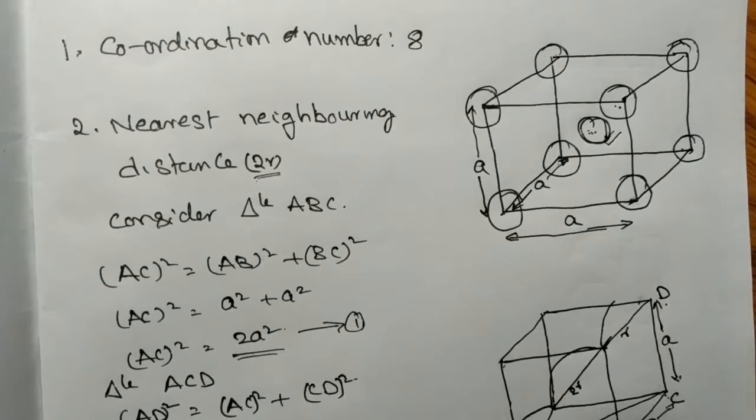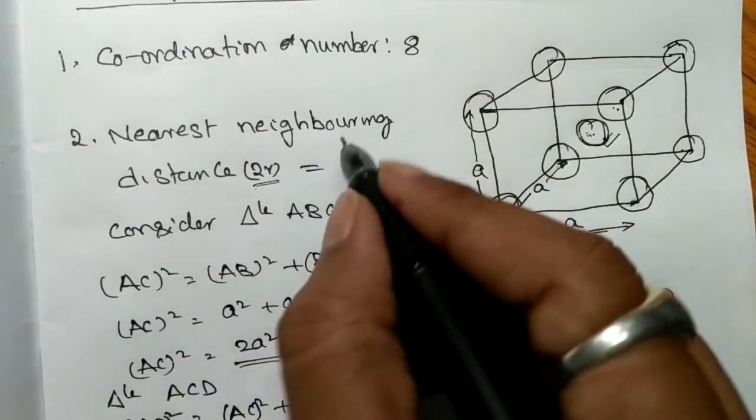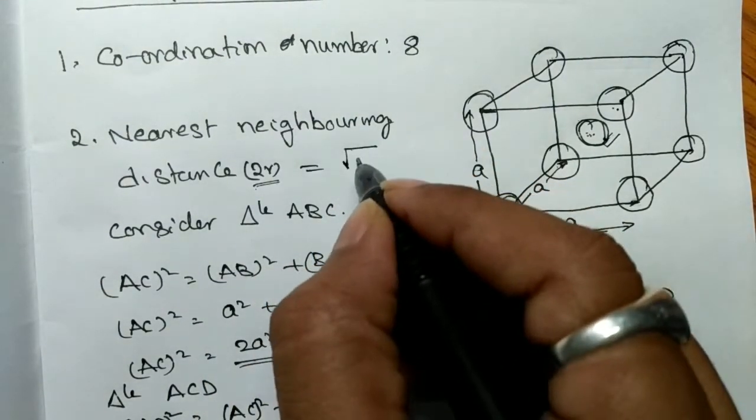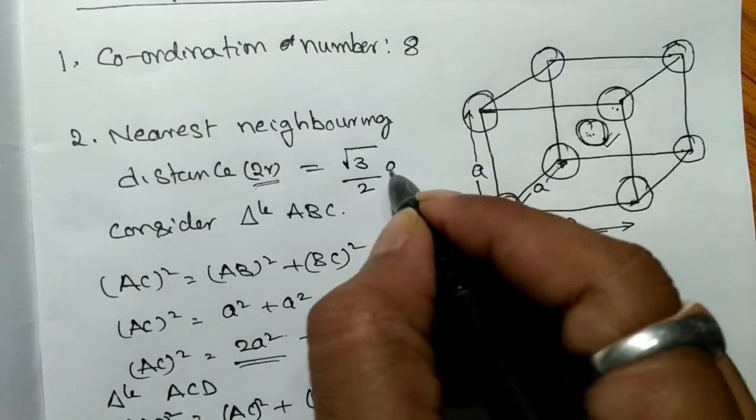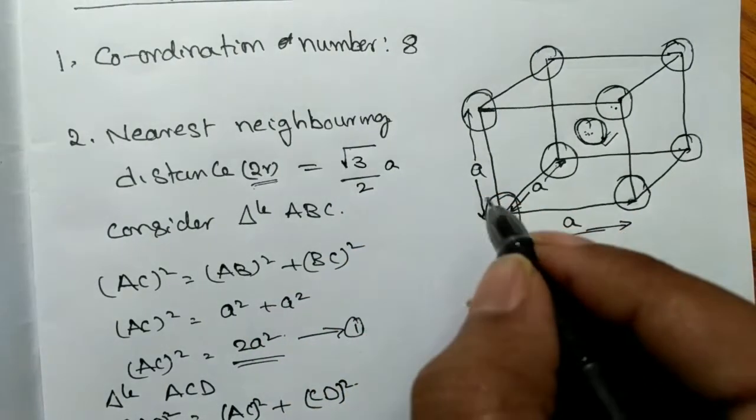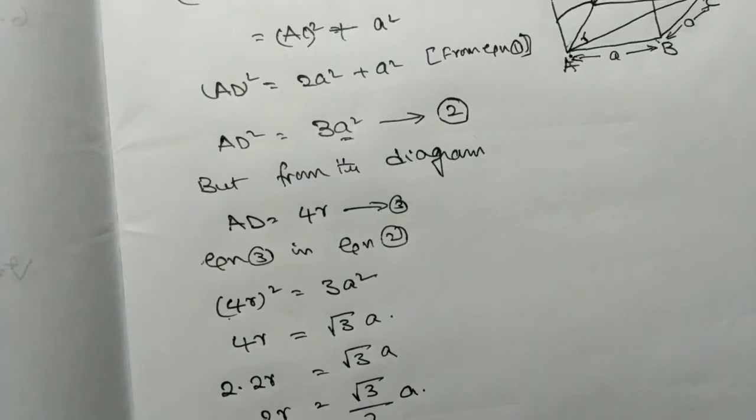Then I have to put value here. The nearest neighboring distance, I have to calculate this much of equation. I have to solve. This is root 3 by 2 into A. This is called nearest neighboring distance.